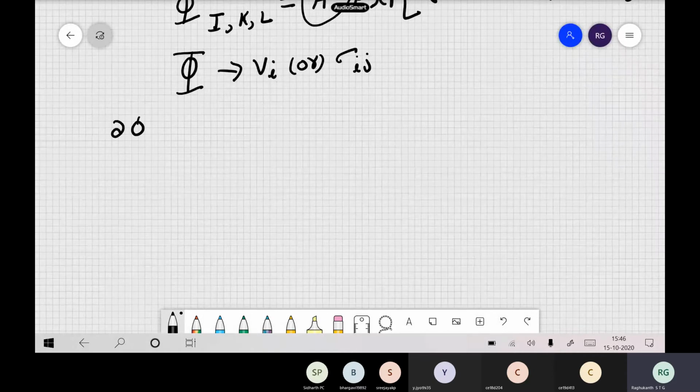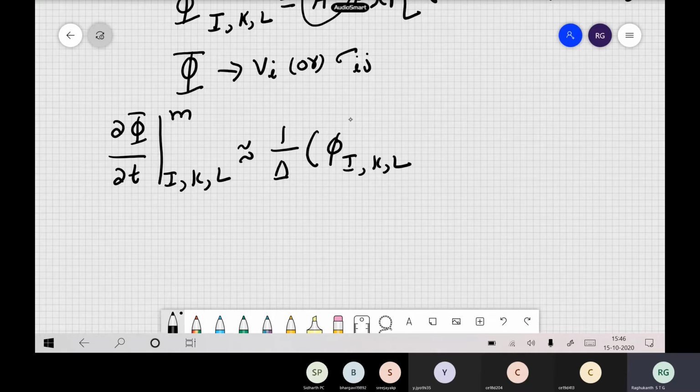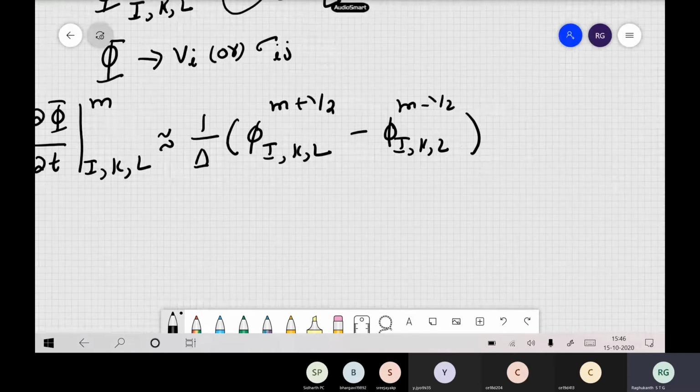So ∂φ/∂t. If I want to find the derivative with respect to time, so at m, I, K, L. Okay, so this derivative, if you write it in central difference format, so φ at I, K, L. So this is a time derivative: m plus half minus, say, φ at I, K, L, m minus half. Okay, and we have already calculated all these derivatives long back.